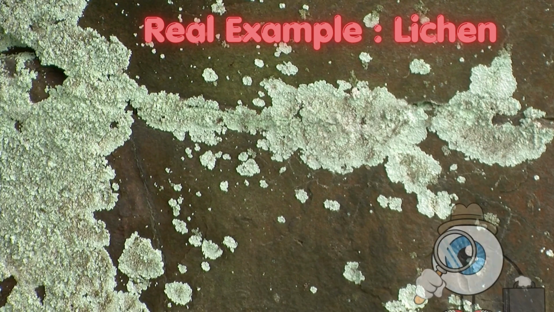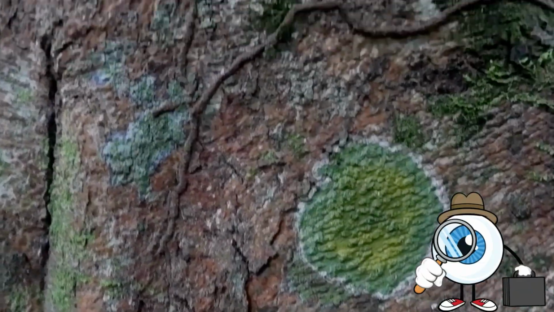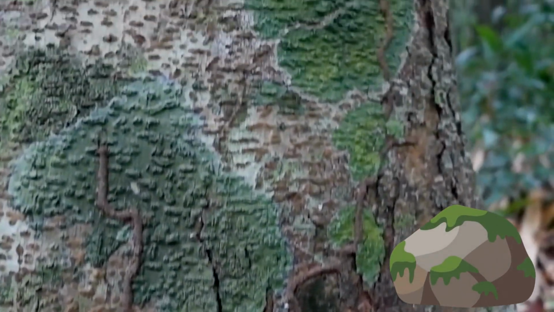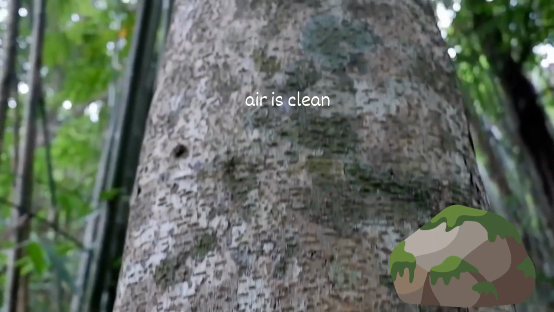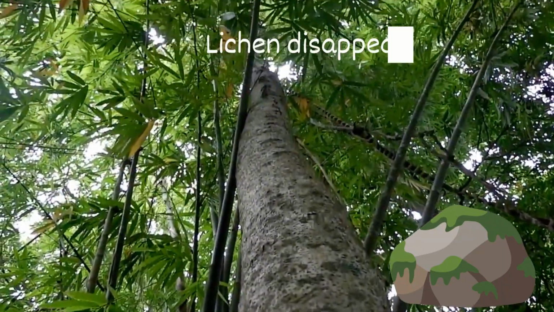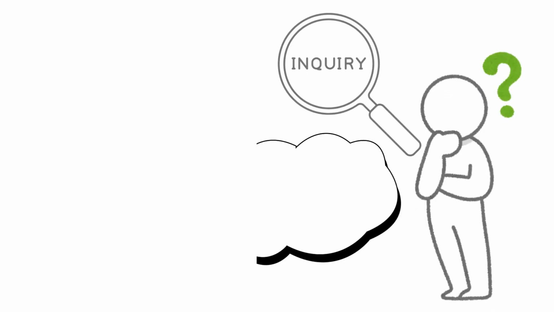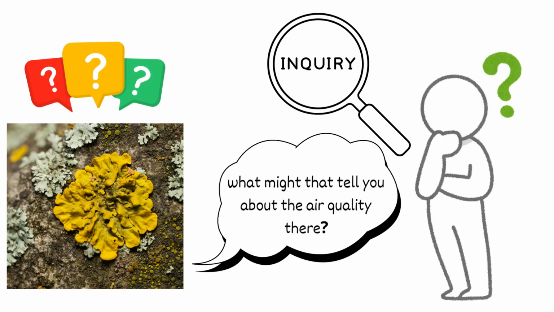Lichen. Have you ever seen gray or green patches growing on a tree trunk or rock? They are called lichens. Scientists use lichens as pollution indicators. Lichens grow well where the air is clean. If pollution increases, many lichens disappear. So, if you see healthy lichens growing in an area, what might that tell you about the air quality there?